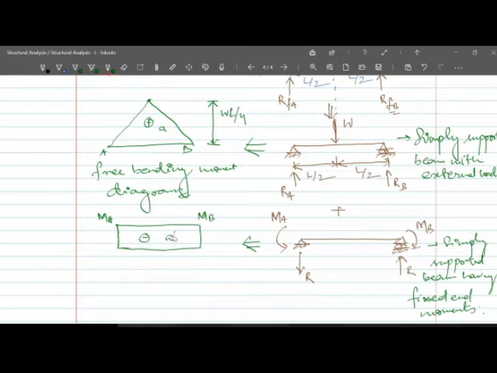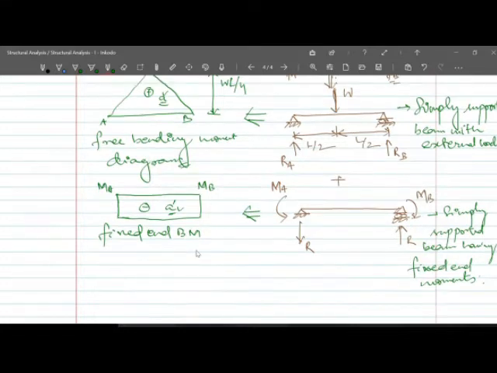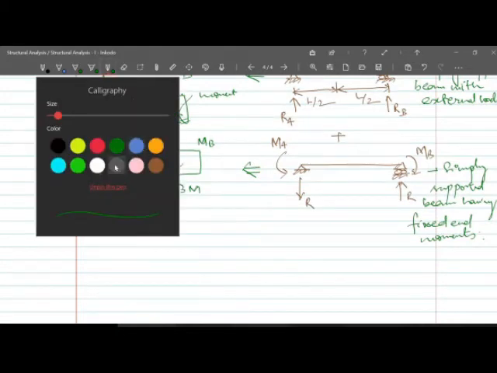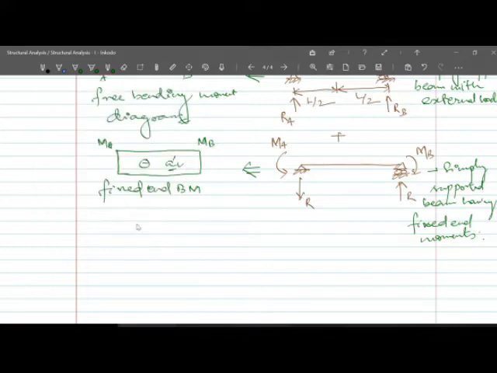Okay, and let us say the area of the free bending moment diagram is A, and the area of the fixed bending moment diagram, let us say that is A dash. Okay, so if we combine these two diagrams, then after combining these two diagrams, what will be our net or the resultant one? So let me draw it here.